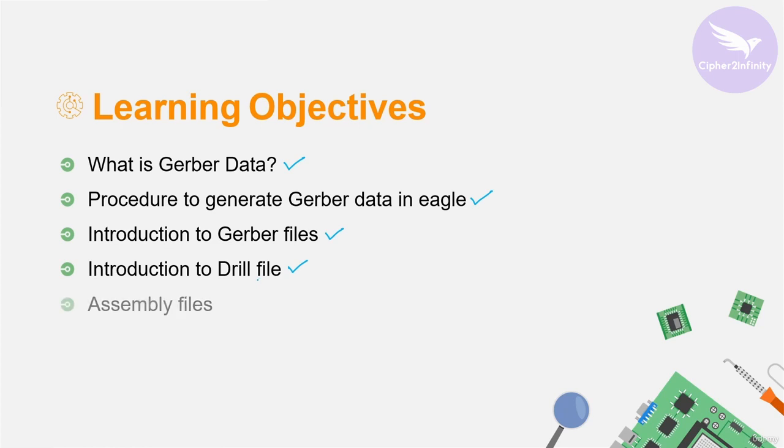Then the next point is assembly files. Assembly files basically constitute a pick and place file and also a bill of material. We have dedicated a separate video for the bill of material, so I will discuss it in detail there. But in this video, I'm going to show you how to generate the pick and place file and the bill of material file, which are part of assembly files. This is how we are going to cover this video, and this particular video is very informative, so listen to it carefully. Now let's start with this video.